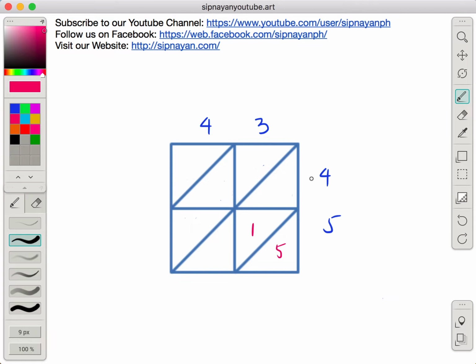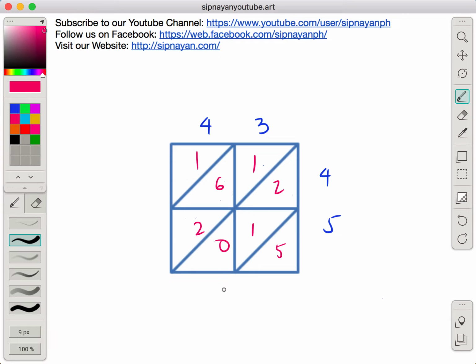So 3 times 4 is 12. So 3, tsaka 4, second column, first row. So nandito siya. So that's 12. And again, ganyan yung pagkakalagay natin. What about here? This is 4 times 4, di ba? So, 16. And yung last 4 times 5, 20.